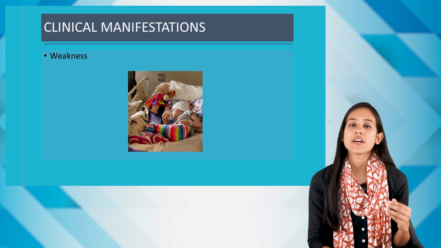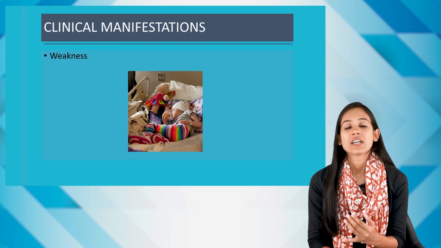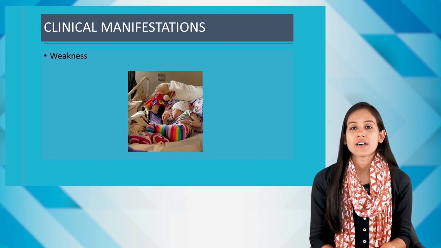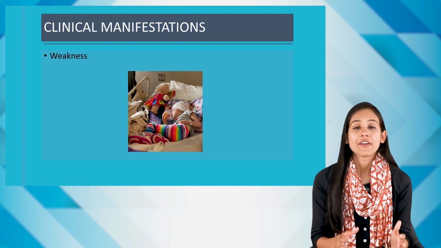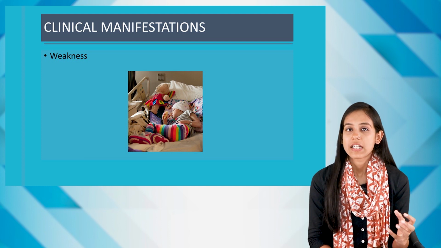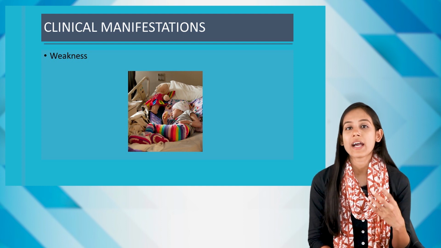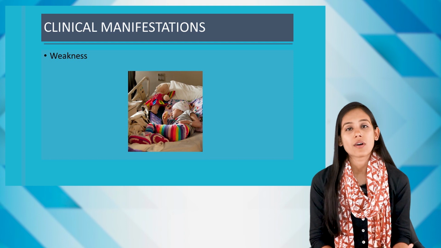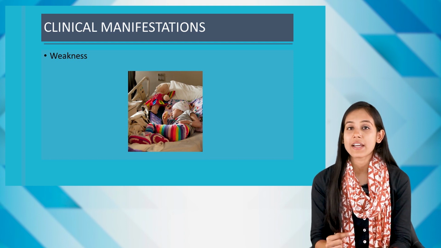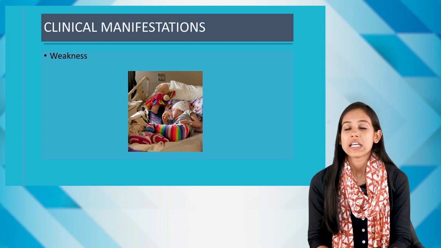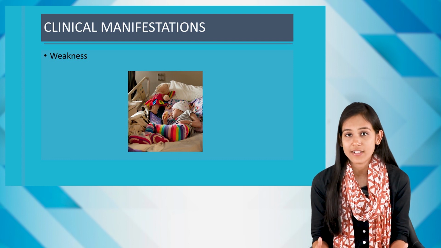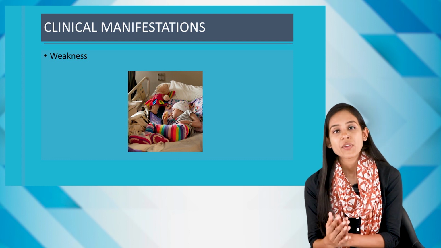Here, the first thing that we can see is weakness, right? Why weakness? Because we know that the red blood cells are very important for carrying oxygen, right? In the red blood cells we have hemoglobin, and that carries the oxygen. So if there are fewer red blood cells, then definitely the child won't get enough oxygen. The tissues and the organs won't get enough oxygen to get energized, right? So definitely there would be weakness.